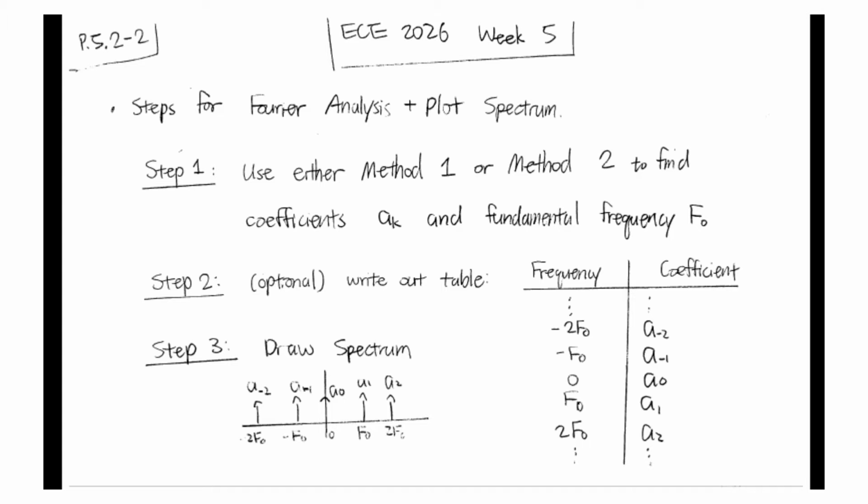But let's go through the steps real quick for doing the Fourier analysis. So step 1, like I said, is we're going to use either method 1 or method 2, but the main output of a Fourier analysis is a formula for the coefficients a_k and the fundamental frequency f_0. After which you can optionally write it out in a table, but you now have all the information to draw out the spectrum like we did in the prior week, week 4.